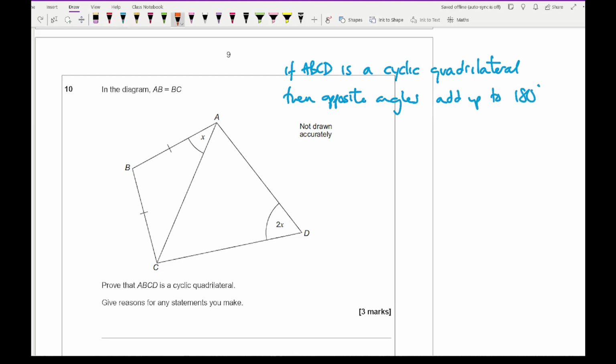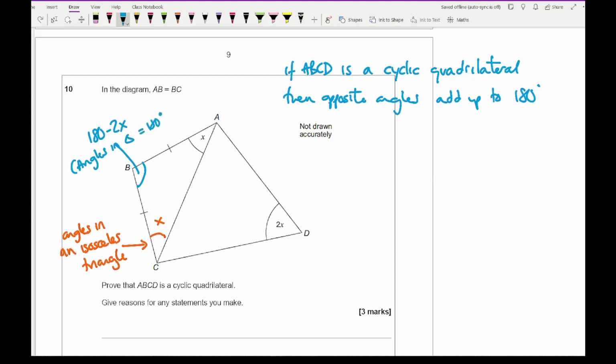Now we know that triangle ABC is an isosceles triangle, because we've got two sides the same. So this angle here is going to be x, and the reason for that is because it's angles in an isosceles triangle. Then that means that this angle here is going to be 180 minus 2x, and the reason for that is because angles in a triangle equal 180 degrees.